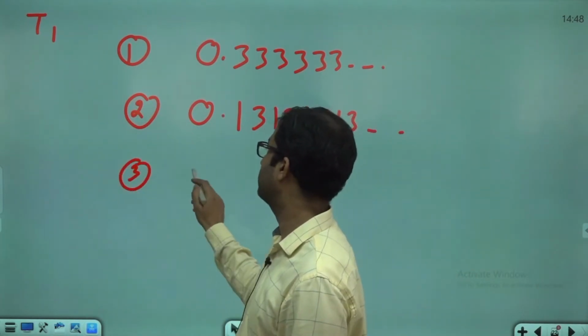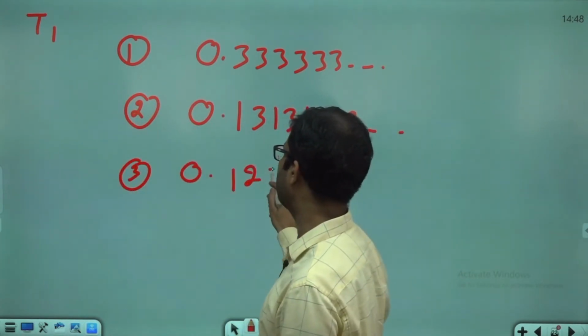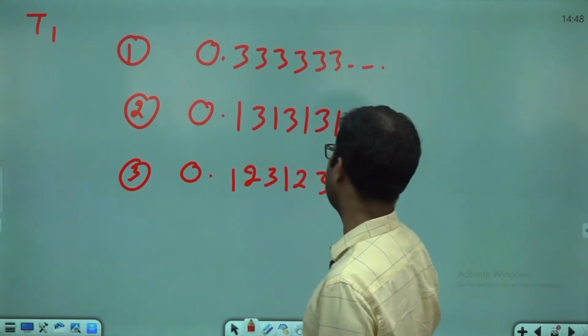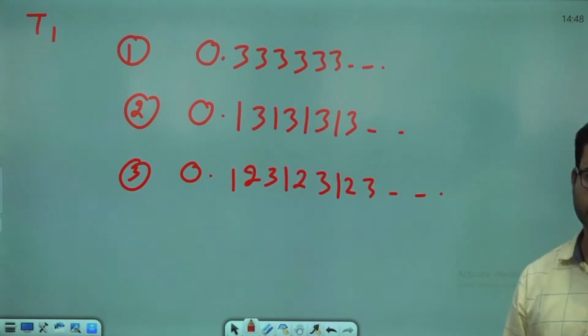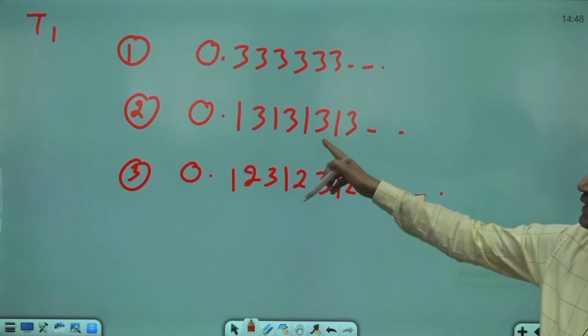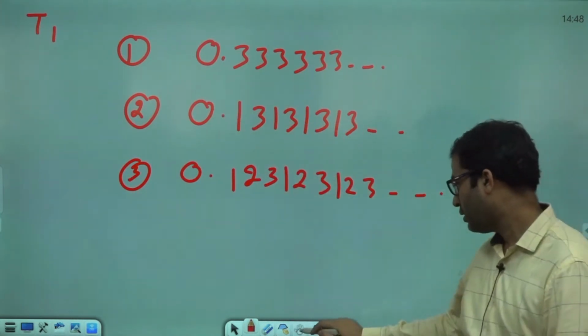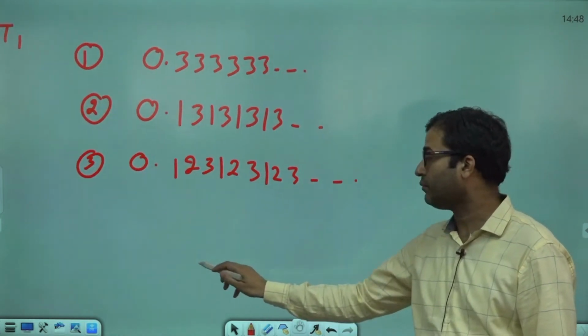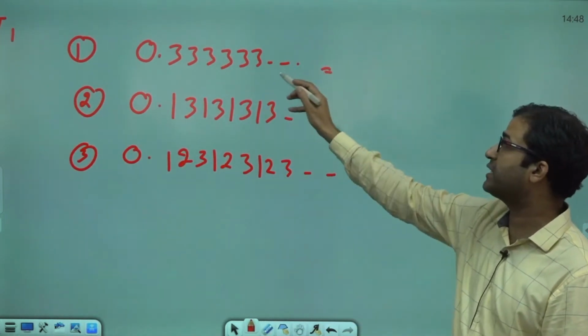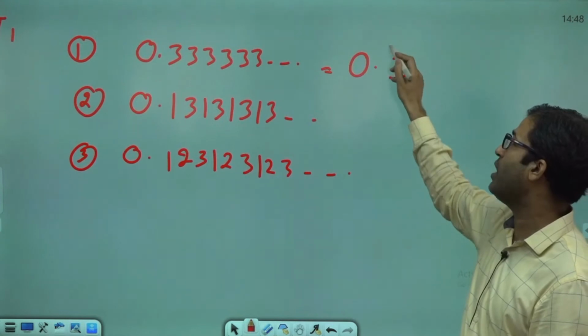Next, 0.123123123. But immediately after the decimal there will be a repetition in type 1. Now next, I will express this number as 0.3.